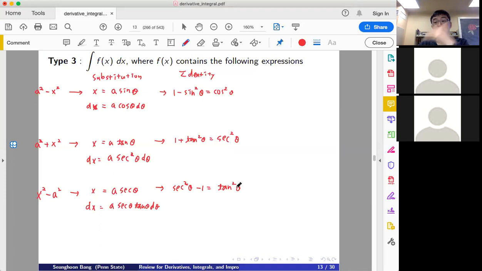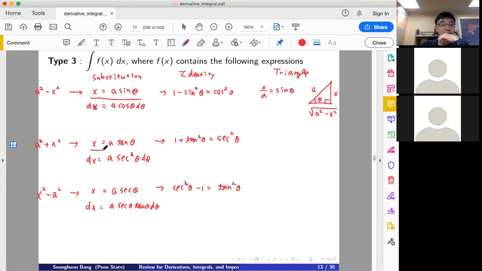Next, you have to change the theta value back to the x value. How can we change it? We can use a triangle. We use the substitution x equals a times sine theta. You divide by a, so x over a equals sine theta. You can draw the triangle. Sine theta is opposite over hypotenuse. How can you find the adjacent? By using the Pythagorean theorem: the square root of a square minus x squared.